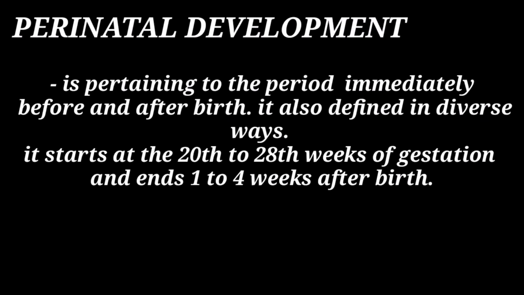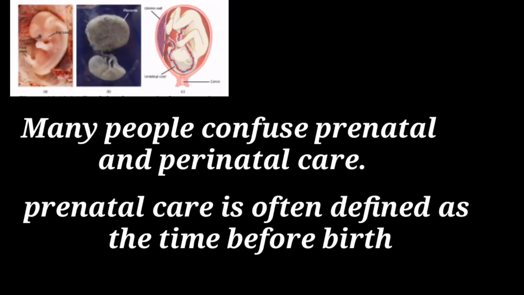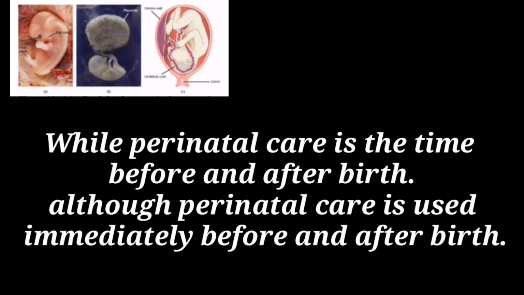Perinatal development pertains to the period immediately before and after birth. The perinatal period is defined in diverse ways. It starts at 20 to 28 weeks of gestation and ends 1 to 4 weeks after birth. What is the difference between perinatal and prenatal development? Many people confuse prenatal and perinatal care. Prenatal care is often defined as the time before birth, while perinatal care is the time before and after birth, although perinatal care is used immediately before and after birth.